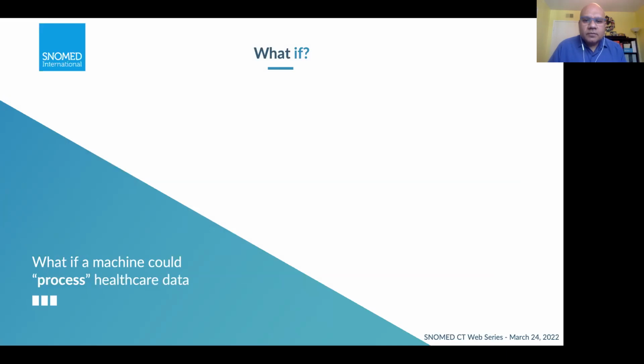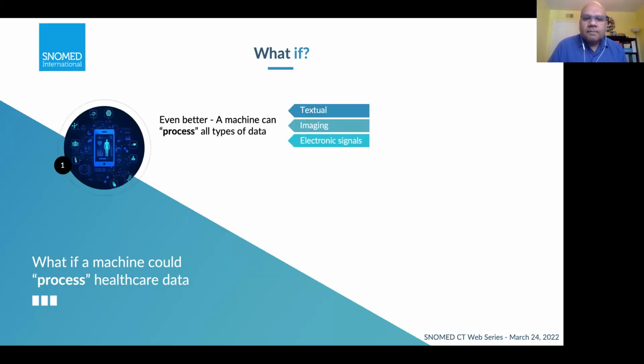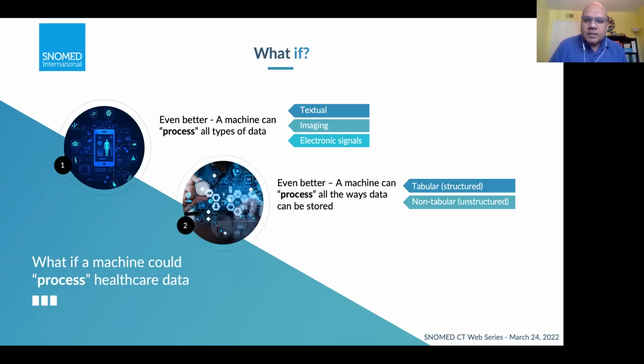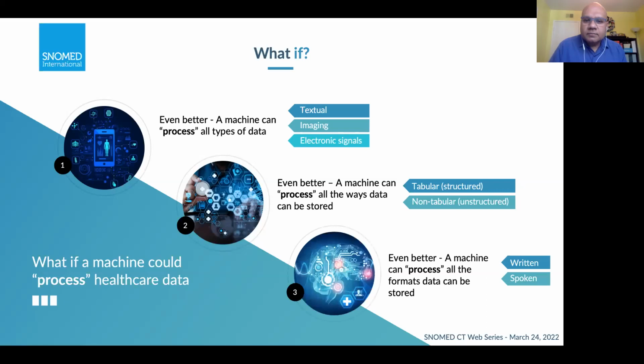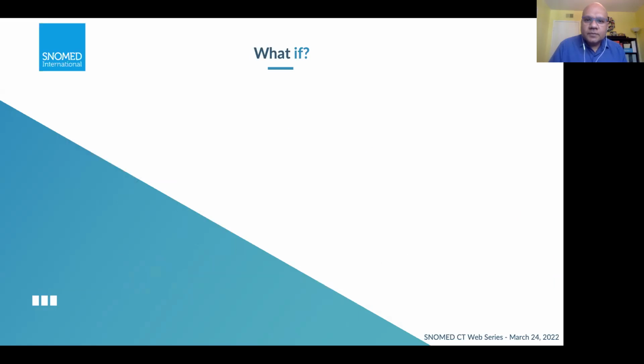Let's go a little bit more: what if a machine could process the data? Now, what does process mean? Process would mean that I look at an image of a car and I know it's a car, right? That would be great, even better if we can do that. So we can process the data, we can at least start building some sort of understanding.